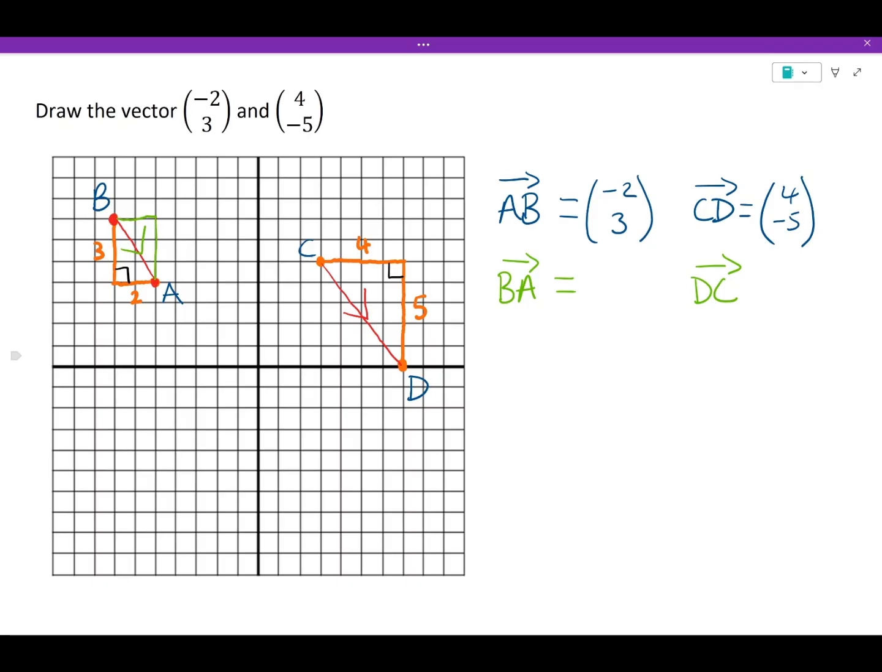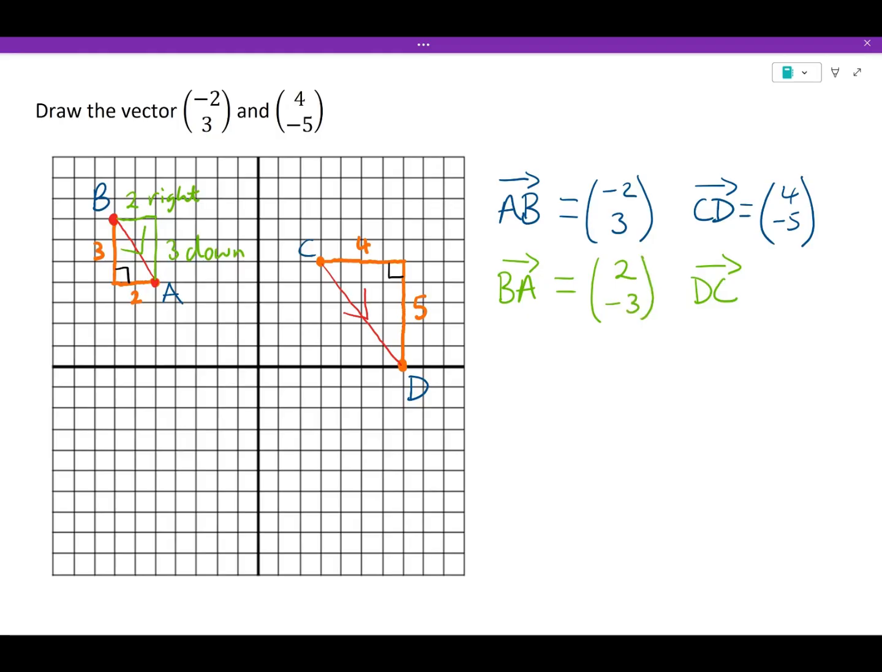Again, I need to figure out how much we've moved right or left, and how much we've moved up or down. So what you can see is I've moved 2 to the right, so therefore my horizontal component is going to be positive 2. And I've moved 1, 2, 3 down, so therefore my vertical component is going to be negative 3 like that. So I've got my return vector.